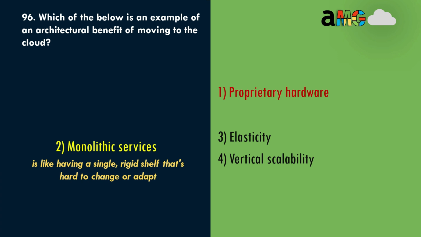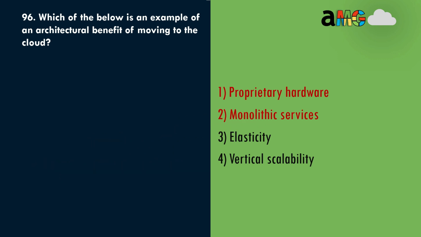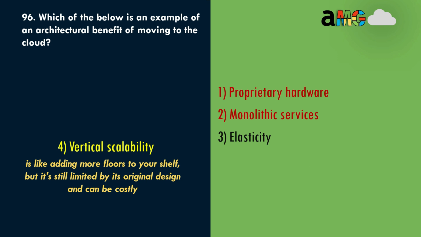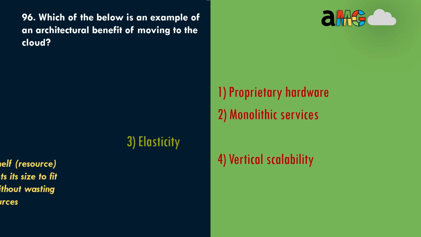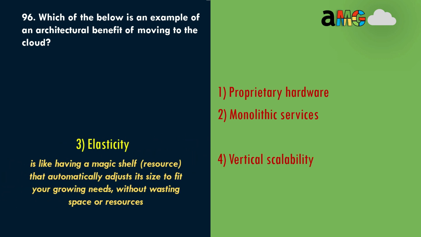Monolithic services is like having a single rigid shelf that is hard to change or adapt. Alright, so this is wrong answer. Option 4, vertical scalability, is like adding more floors to your shelf. But it's still limited by its original design and can be costly, which is not what we want. So wrong answer. Option 3, elasticity, is like having a magic shelf that automatically adjusts its size to fit your growing needs without wasting space or resources. So this is what we want. So correct answer.